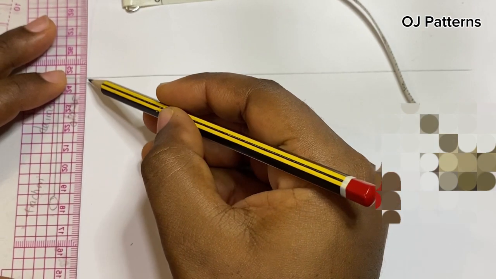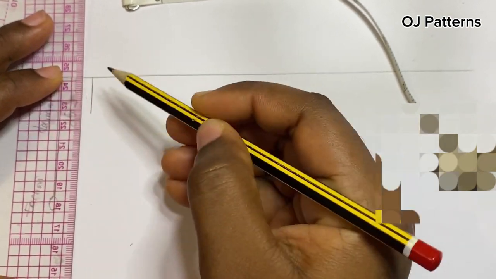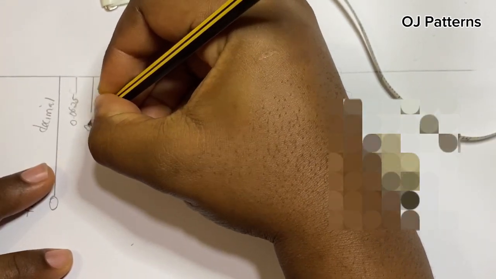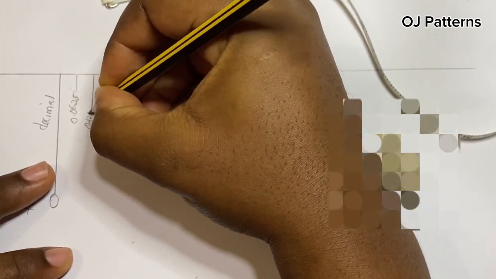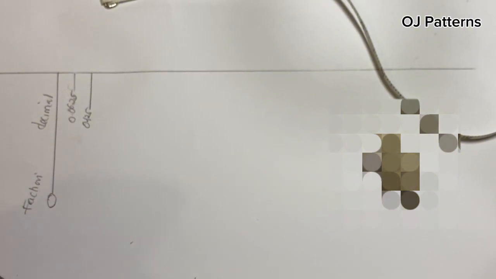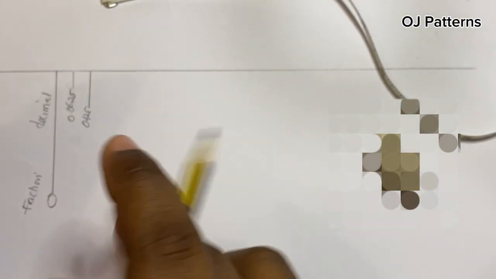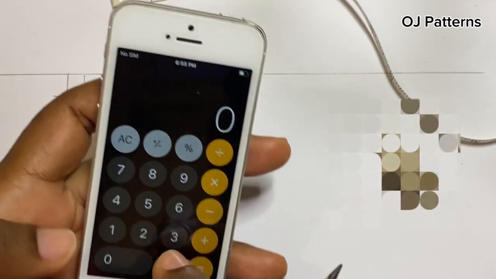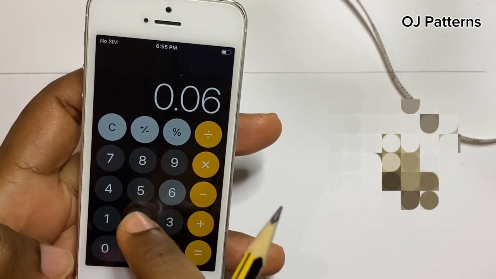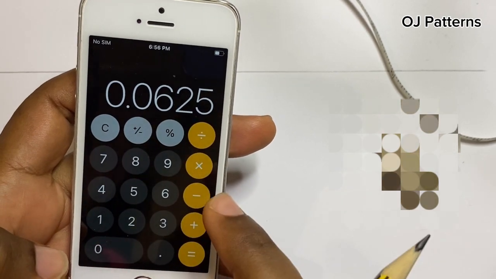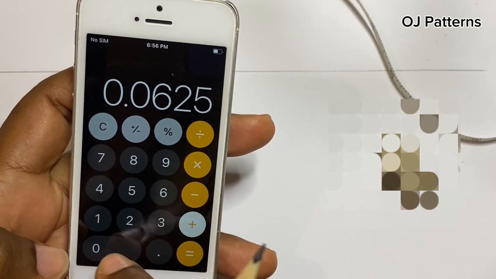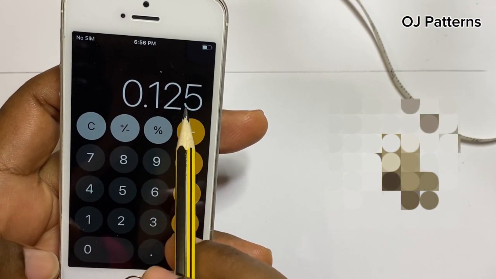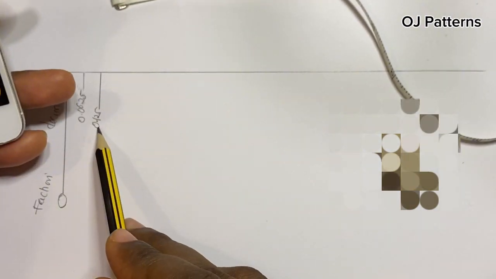Now after the first, we'll move to the second linear marking and we would have 0.125. How did I come across 0.125? I told you each distance is 0.0625. So I'm going to do the calculation for you to see. We have 0.0625 plus another 0.0625, we would have 0.125. So that's our second decimal.